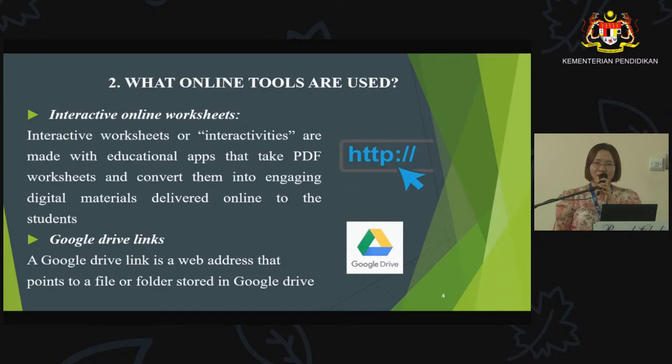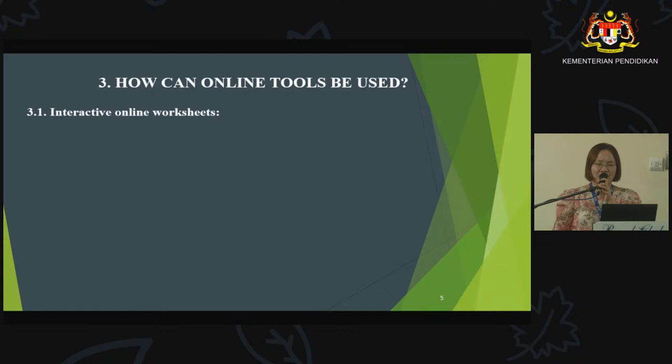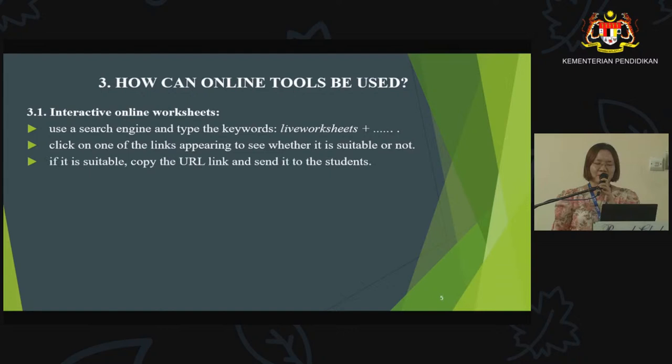And how can these online tools be used in my classes? The first one, in order to use the interactive online worksheet, the teacher needs to use a search engine, and you can use Google. You can type the keywords, live worksheet, together with the topic keyword, and then you can see the list of links. You can click on a link to decide whether it's suitable to be used in the classes. If it is suitable, you can copy the link and send it to the students. The students can go to the link and do the task provided.